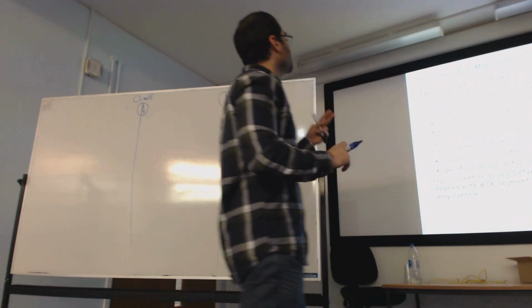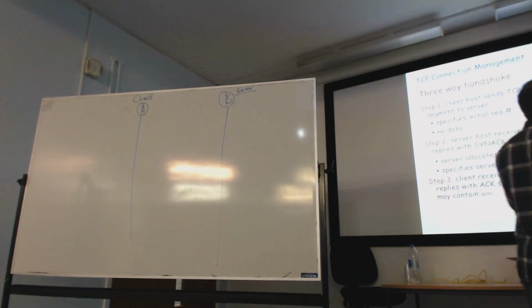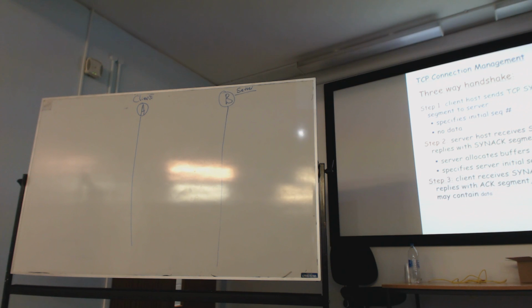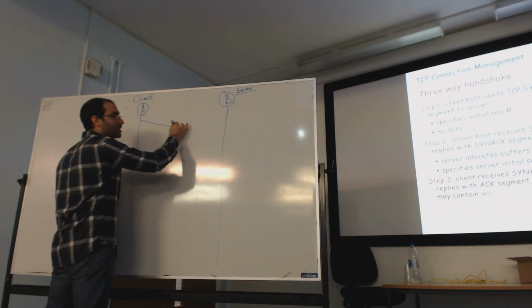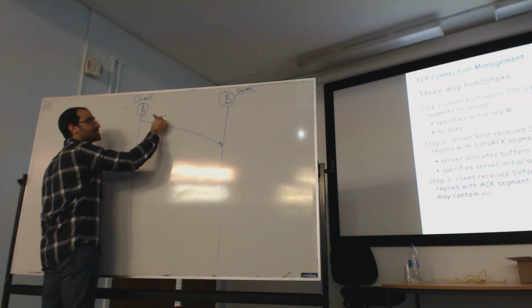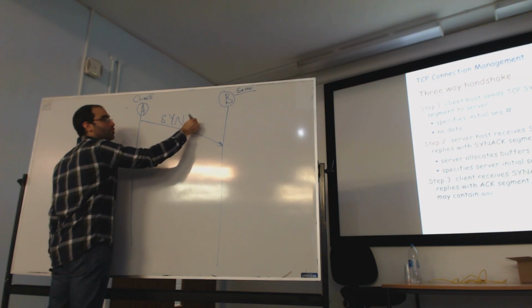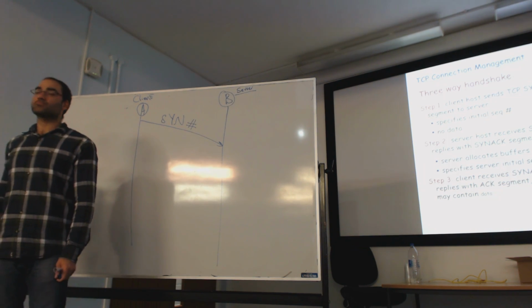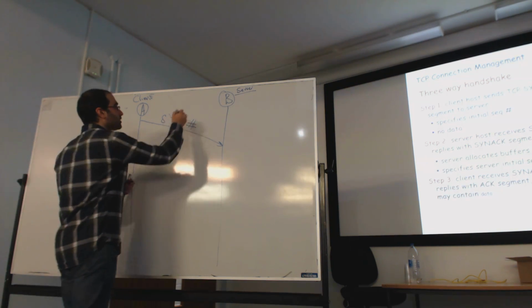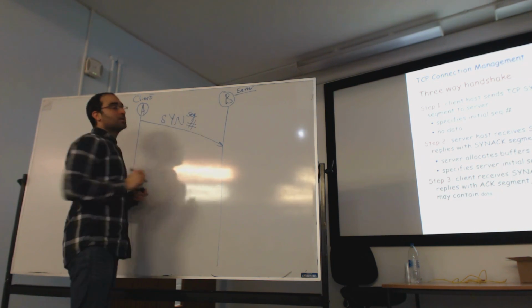The first thing to do is the client host sends a TCP synchronization segment to the server. That synchronization will have a specific initial sequence number, but no data. Basically, it's just synchronizing the connection to establish that initialization between the client and the server. Usually it will be a synchronize flag with an actual sequence number inside. That's what the sequence number is. So that's the first thing.